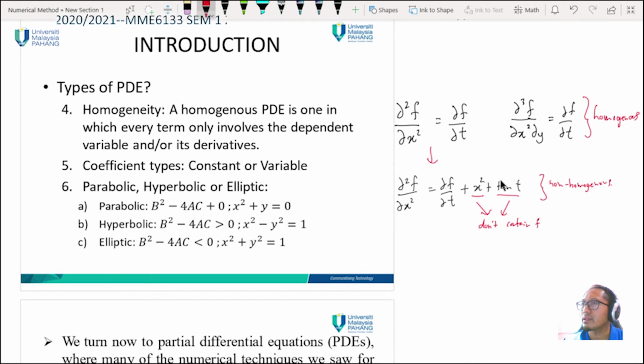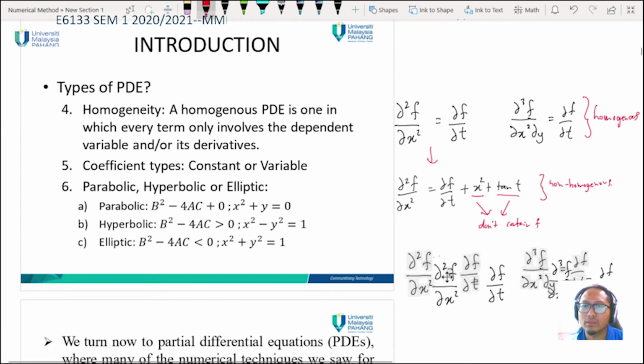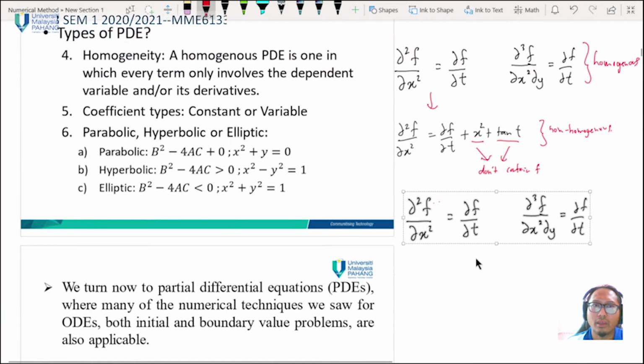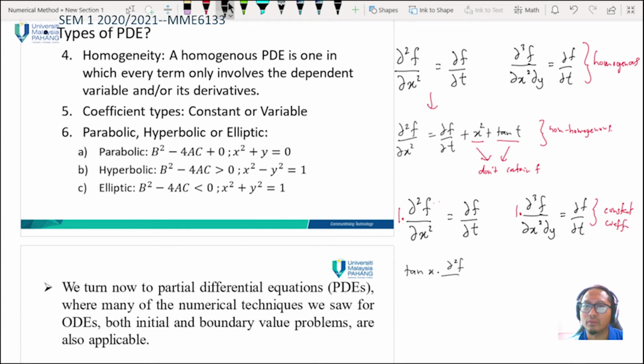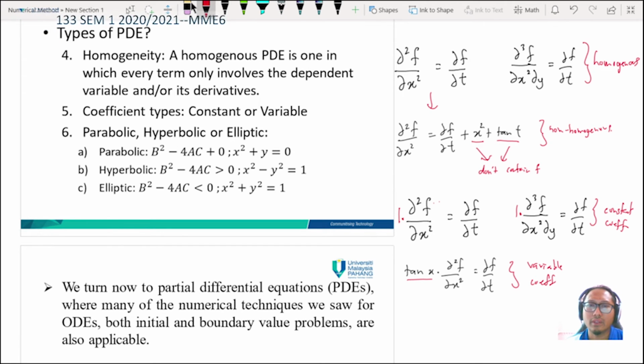The fifth type is looking at the coefficient of the PDE. The coefficient can be either constant or variable. If we use the same examples, both equations here have a coefficient of 1, so we can say that this is a constant coefficient. However, if we have tan x times d²f/dx² = df/dt, this is already a variable coefficient, as we have tan x multiplied with the second derivative of f.